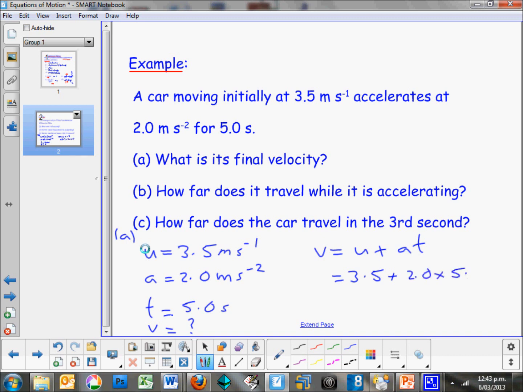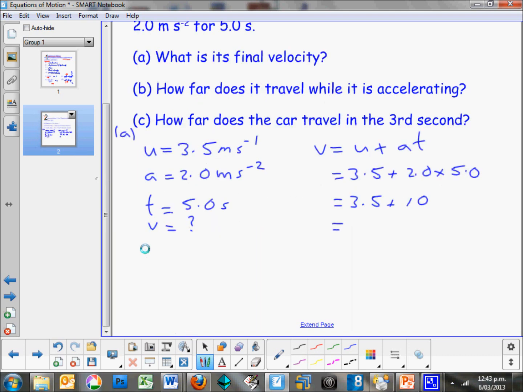I'm putting the 0.0 in, that's just sig figs that we're thinking about there. All right, so it's 3.5 plus 10 equals 13.5 meters per second. All right, so that's the first part.